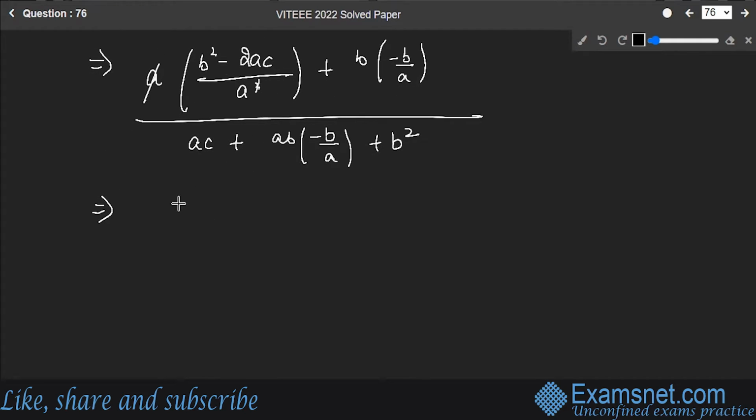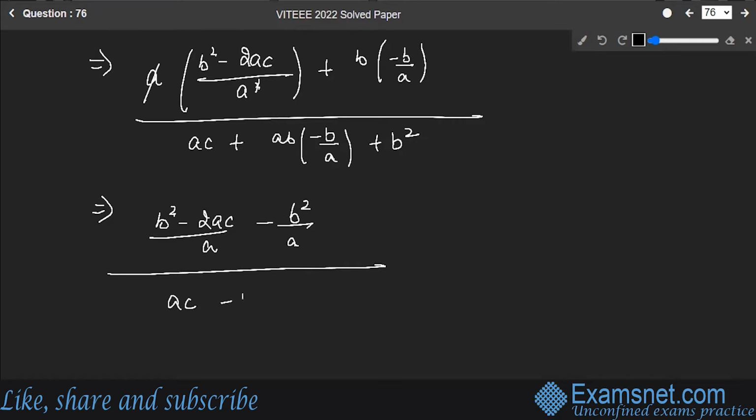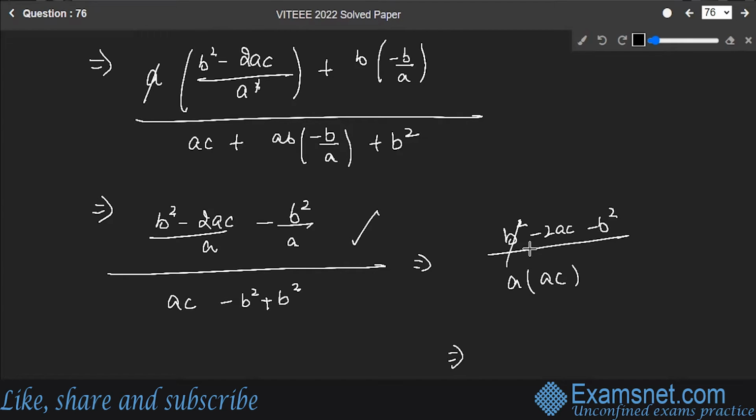This a and this will cancel. So you will have b square minus 2ac upon a minus b square upon a, whole divided by ac minus b square plus b square. I'll take the a common, taking the LCM on the numerator side, this will be b square minus 2ac minus b square upon a into ac. So they will also cancel.